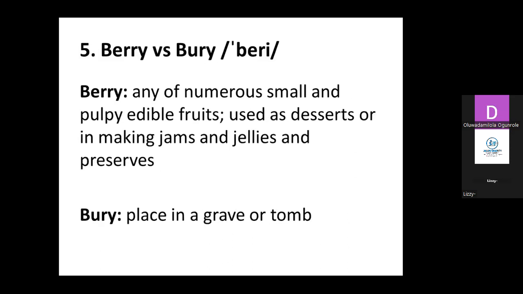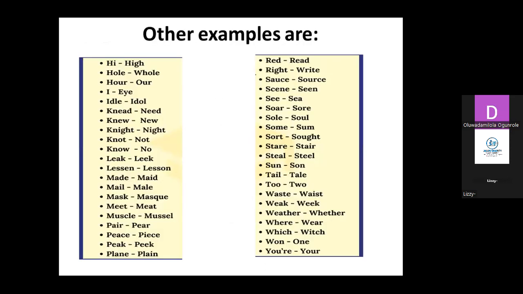And the fifth one that I discussed was berry and bury. The first one as a fruit used for desserts or to make jams and jellies. And the second one is to keep something offside or to place in a grave or tomb. And then I gave us several examples, like lessen and lesson. Lessen, to reduce; lesson, when you give a class or you say something. Made, when you make something, when you bring something into life, when you try to construct something. And maid, someone that is acting as an assistant in a home or maybe as a nanny. Mail, a letter that is sent; male, a masculine representation of a gender. So we have them and so on like that.